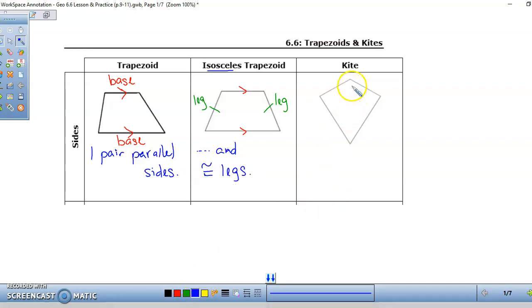Okay, next one is a kite. So a kite looks like this. These two sides here are congruent, and then these other sides are also congruent. And that's what defines a kite.